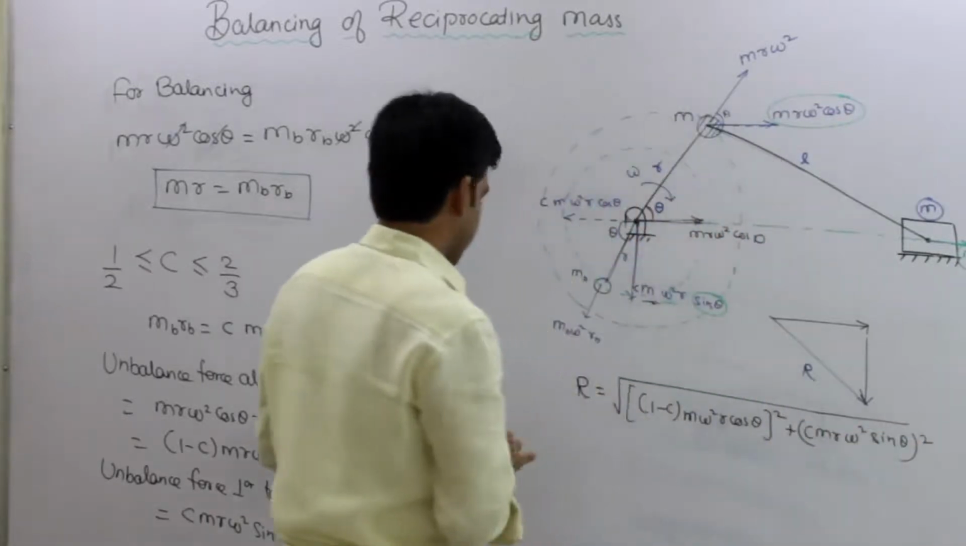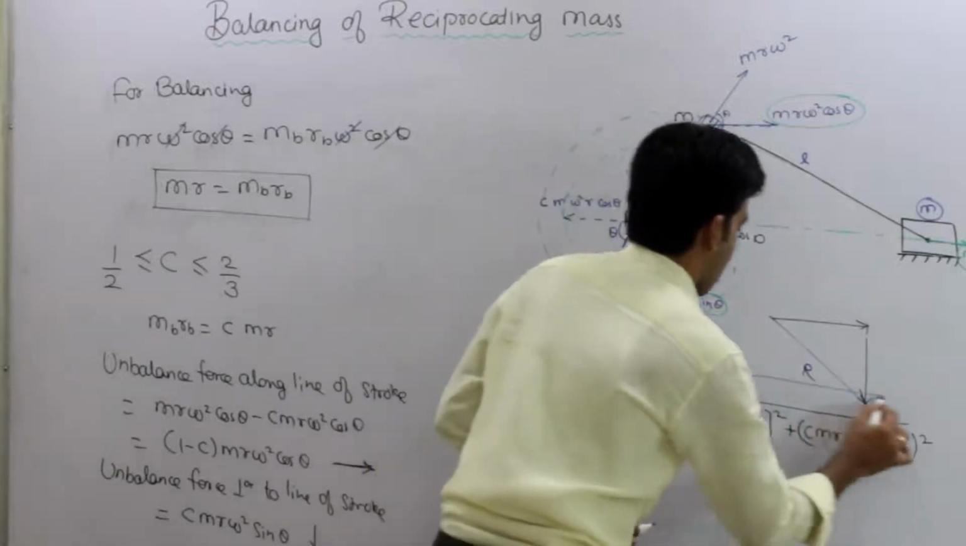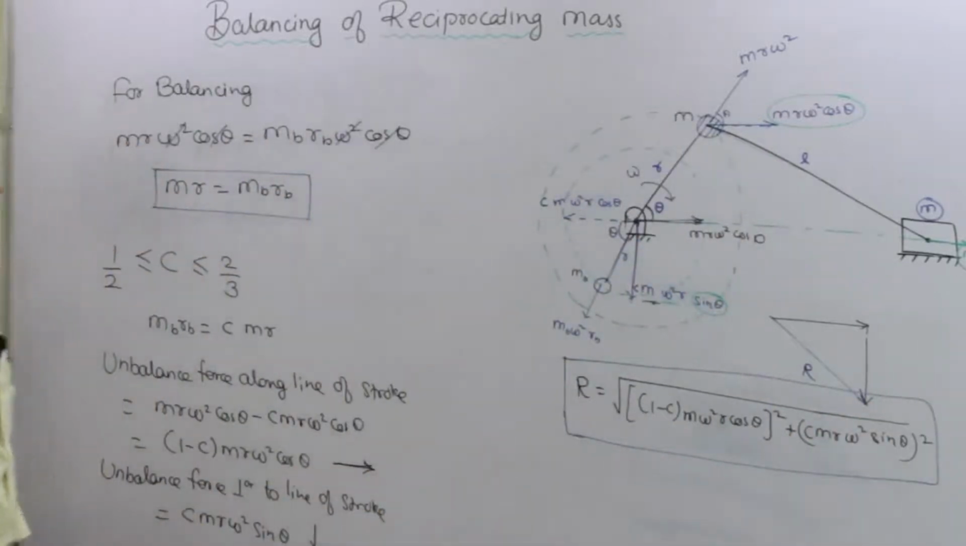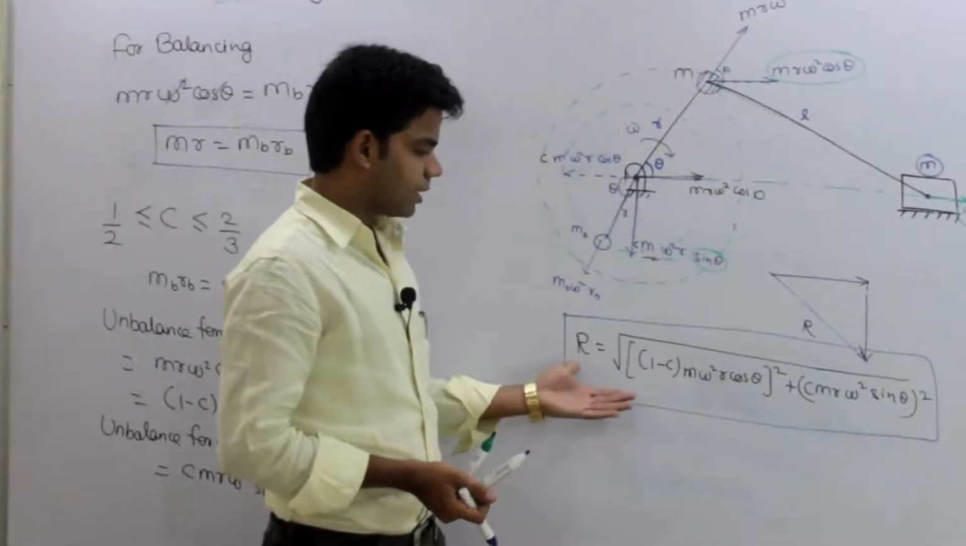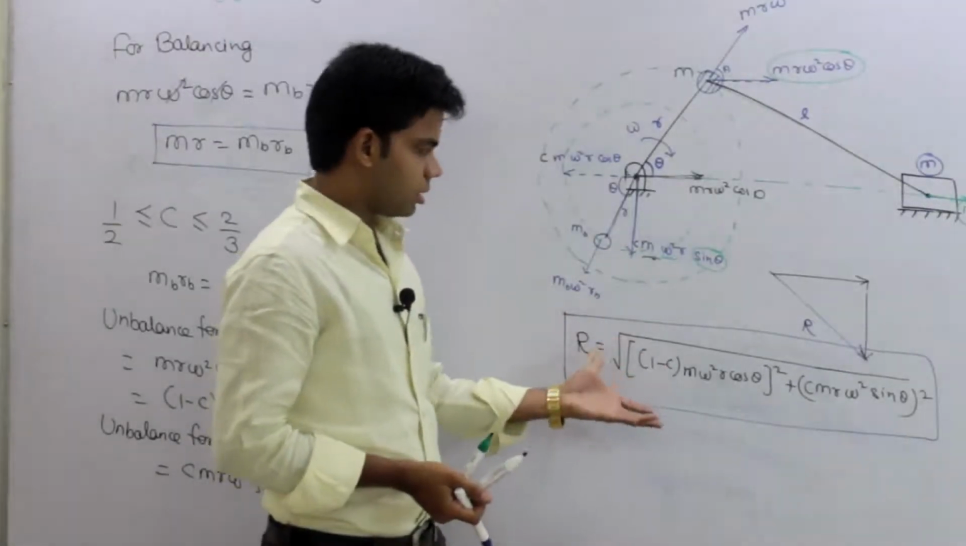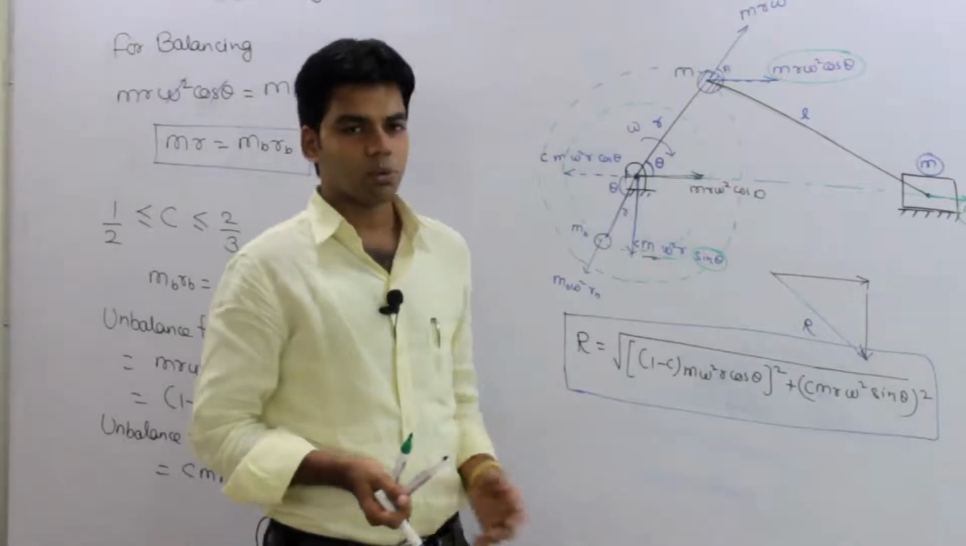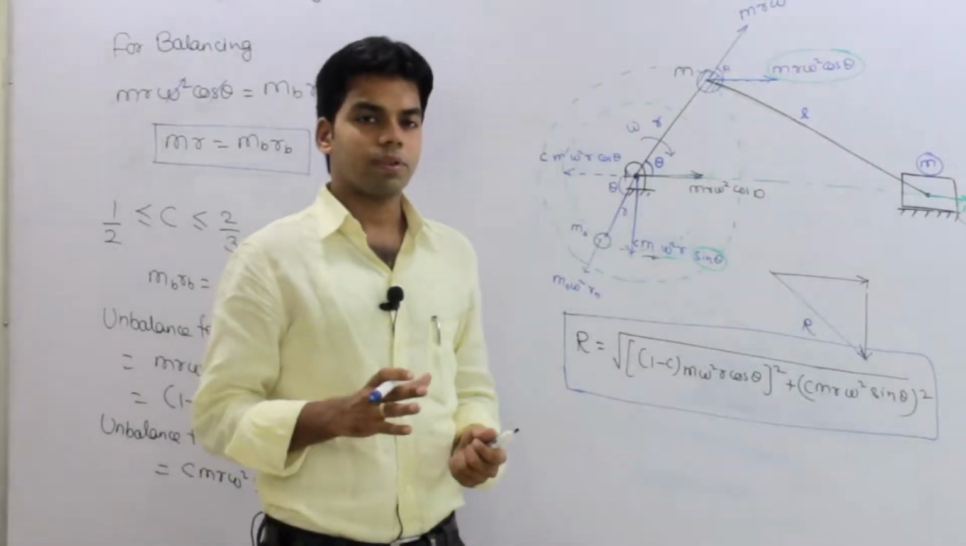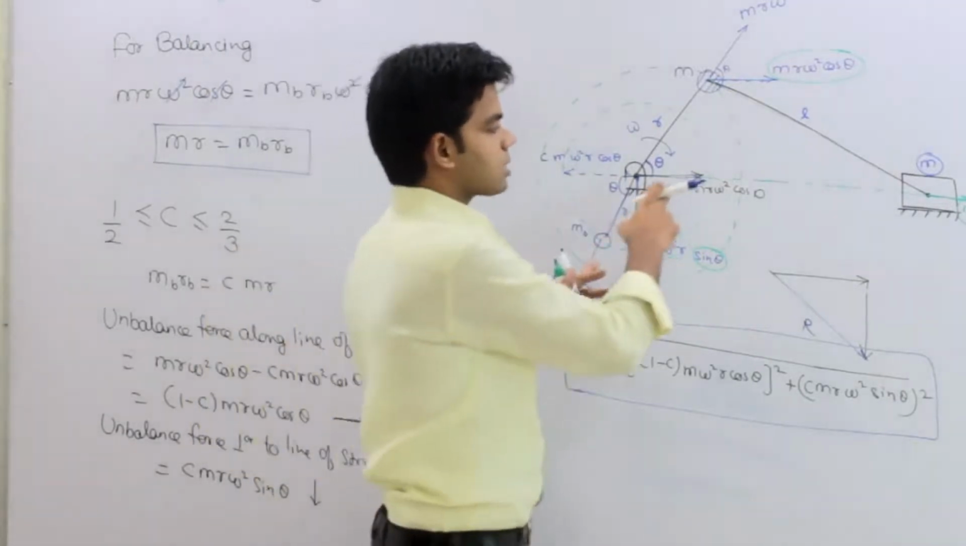Okay, so on calculating this, we can get the resultant unbalanced force. So this is the resultant unbalanced force, and in order to balance the reciprocating mass, we are putting the mass mb. Now suppose we want to balance the reciprocating as well as rotary mass.